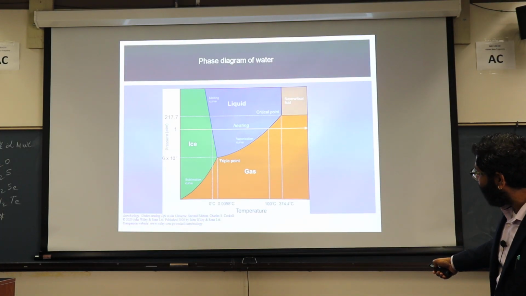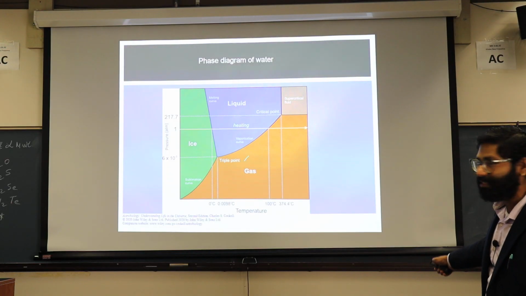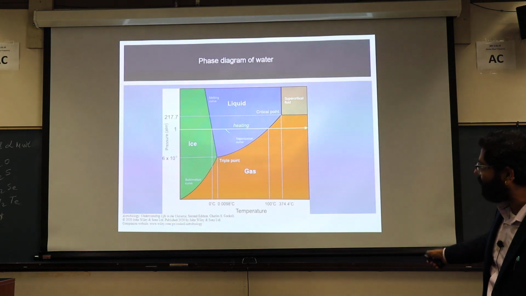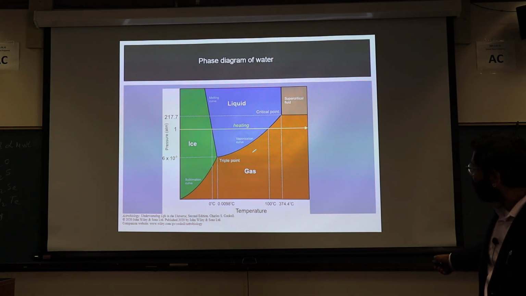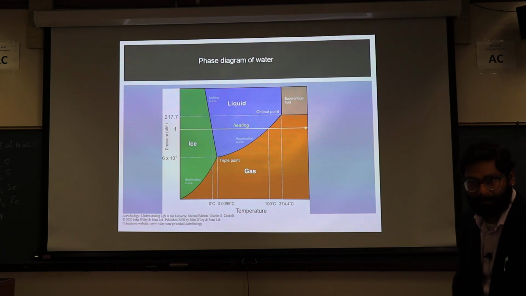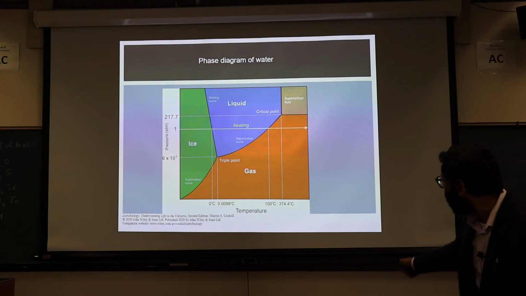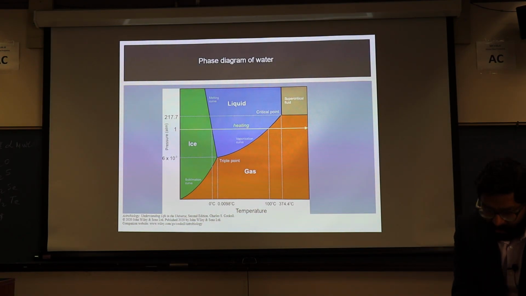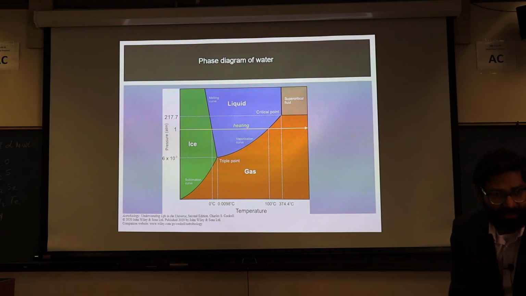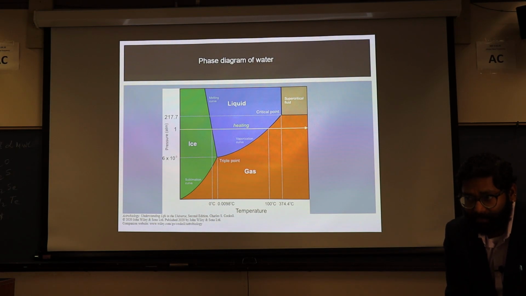Similar to that, in this region, everything is gas. In this region, everything is liquid. In this region, everything is ice. But on this line, what is the nature of water? What is the phase of water on that line, on this line? What is the phase? Is it liquid or is it gas? Or neither? Or both?